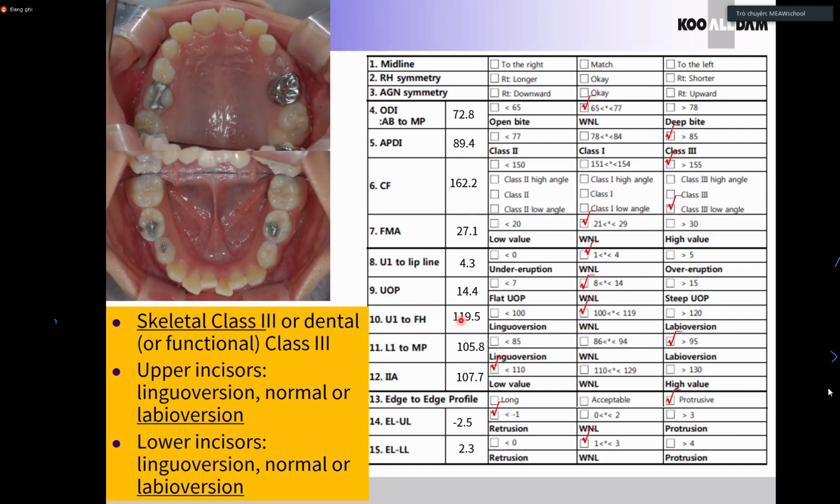Upper 1 to FH 119, this means labial version of the upper incisor. Lower incisor, lower 1 to mandibular plane angle 105. This is a labial version of the lower incisor.